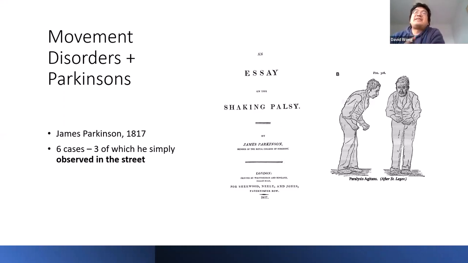And actually, whilst to the layperson like me, tremor is the most well-known symptom, it also causes muscular stiffness, imbalance, and bradykinesia, which is slowness of movement. And that's actually the key indicator of Parkinson's.